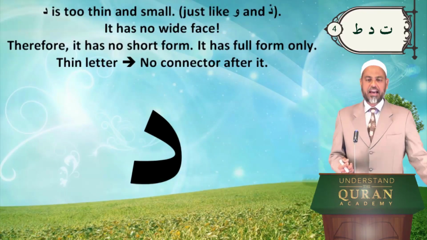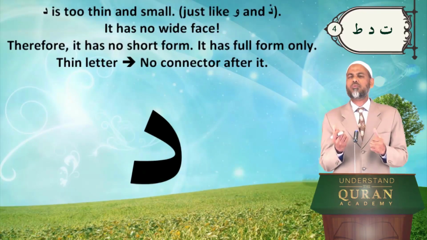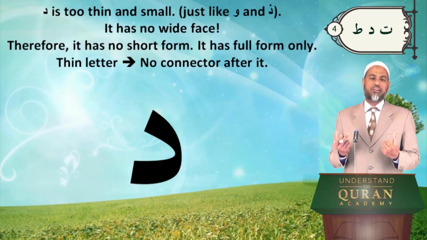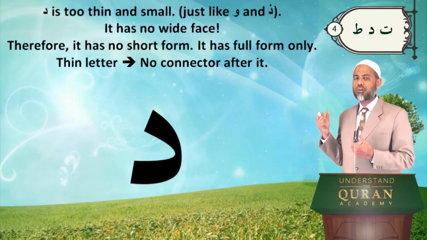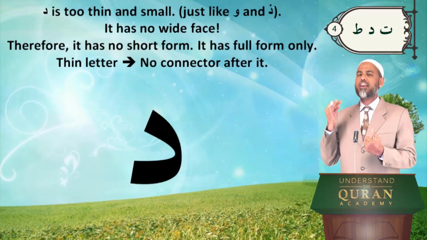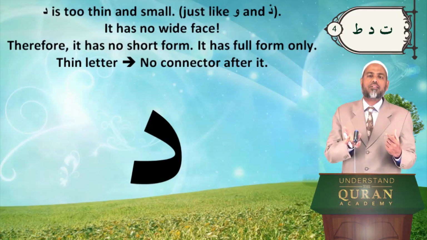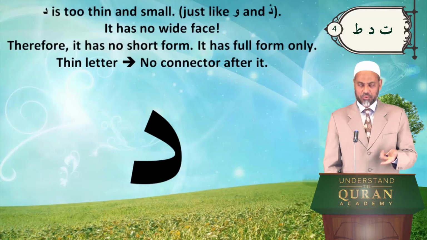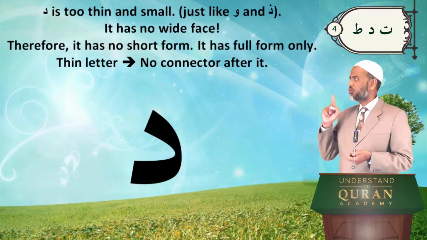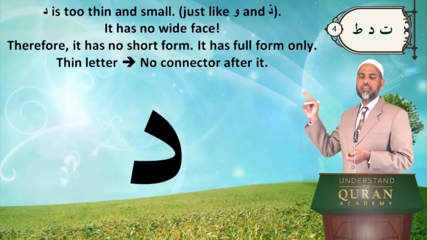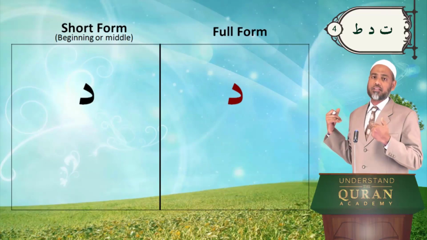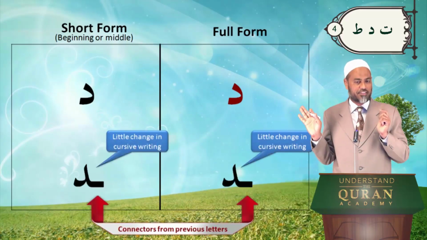Dal is very thin and small, just like waw and zal. It has no wide face, therefore it has no short form, it has full form only. Thin letters means no short form. No short form means no connectors after it. They don't connect with others. They are afraid they will be dissolved, they will be lost. People will not be able to see them, so they want to stand alone. So here is the full form of dal and the short form. Same. But both of them can have connectors from previous letters. They allow connectors from previous letters, but they don't connect with others.